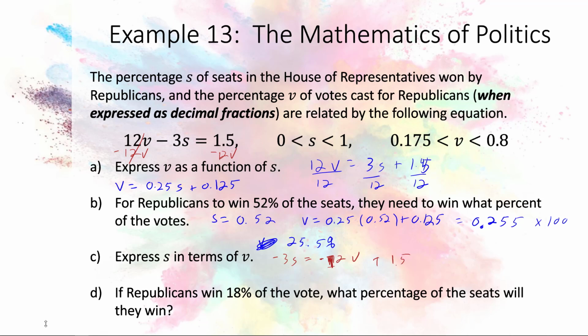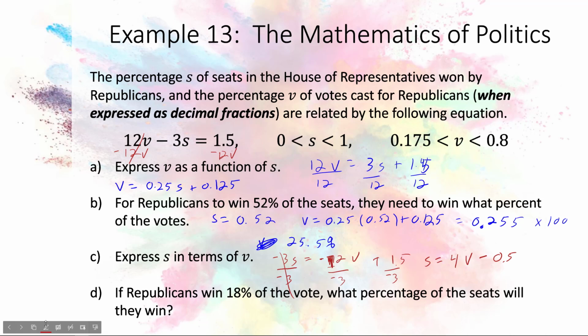Okay, now we're going to divide both sides by negative 3. These will cancel. We have S. S will be equal to, well, negative 12 divided by negative 3 is going to be positive 4V, and then 1.5 divided by negative 3 is going to be negative 0.5. So it'll be 4V minus 0.5. And with that, we can answer part D.